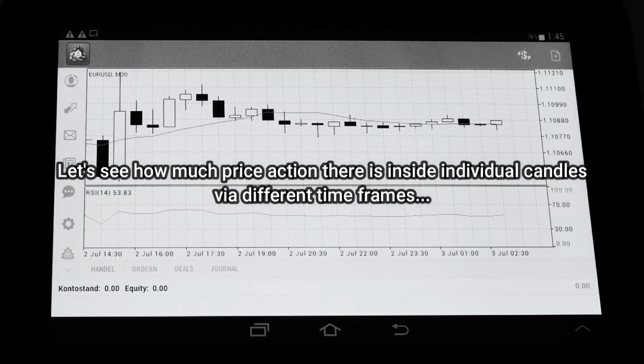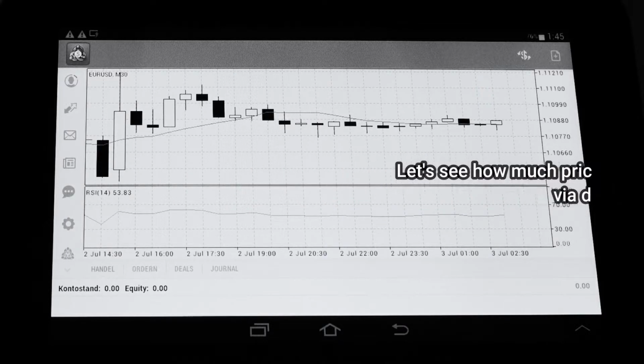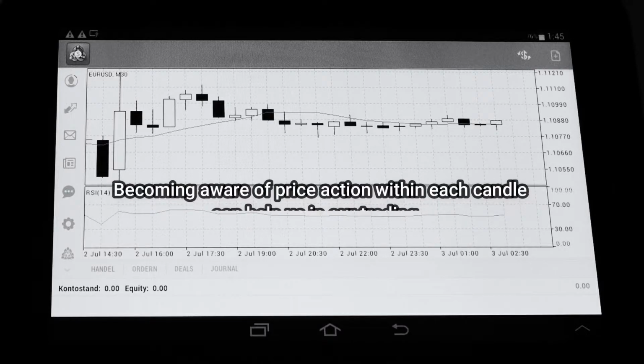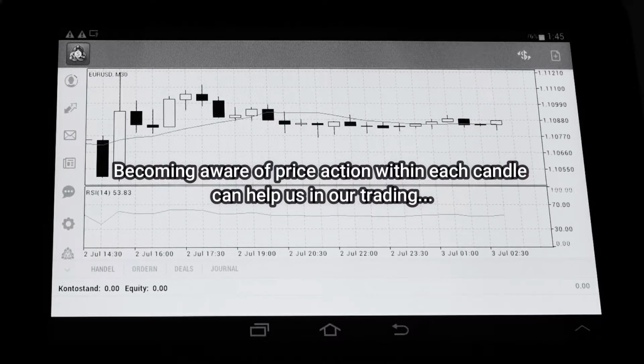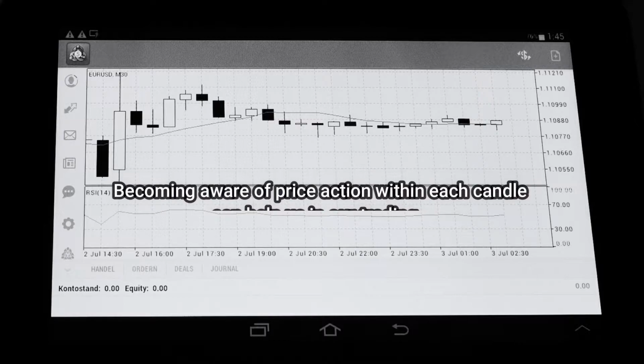Price action is the movement of price. I'll show how much there can be inside each individual candle when viewed in lower time frames, and how this can help us hopefully in our trading once we become aware of it, depending on the type of strategy you implement in your trading and spread betting.